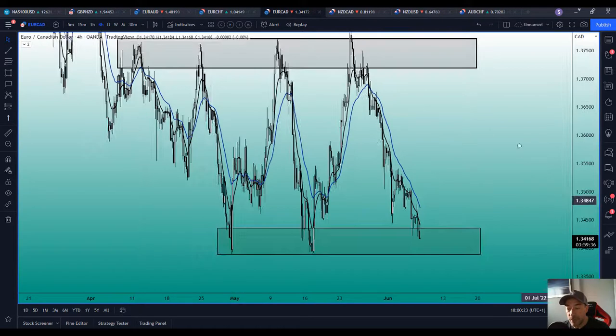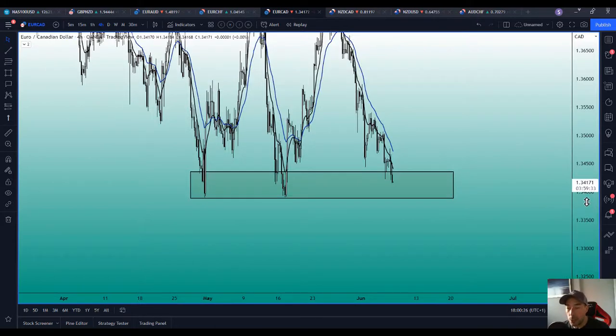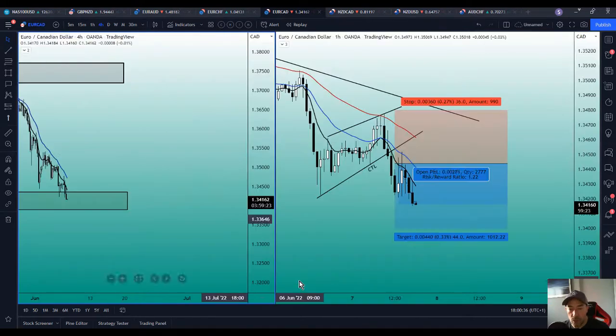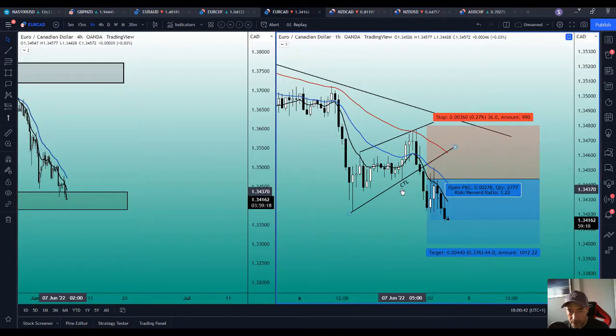So price is at 134.17 at the moment. These lows are at 134. So it's got about 17 pips or so to go. We took a trade earlier. I'll just show you the trade that is running at the moment. Basically, we sold underneath this candle here.